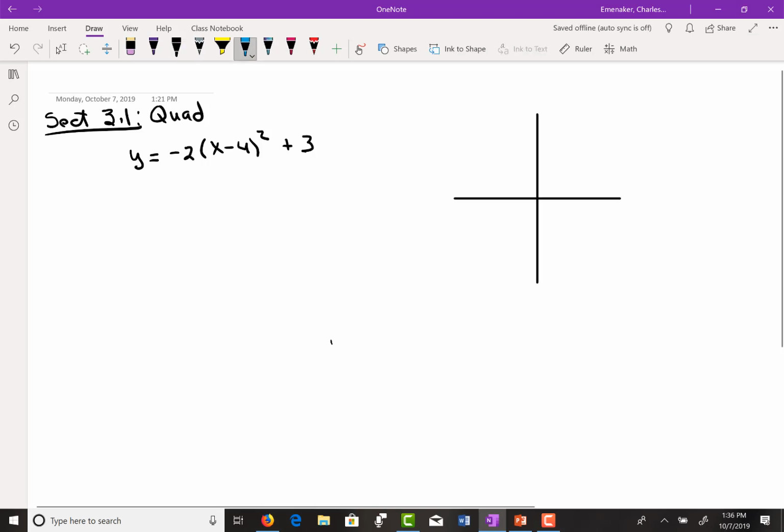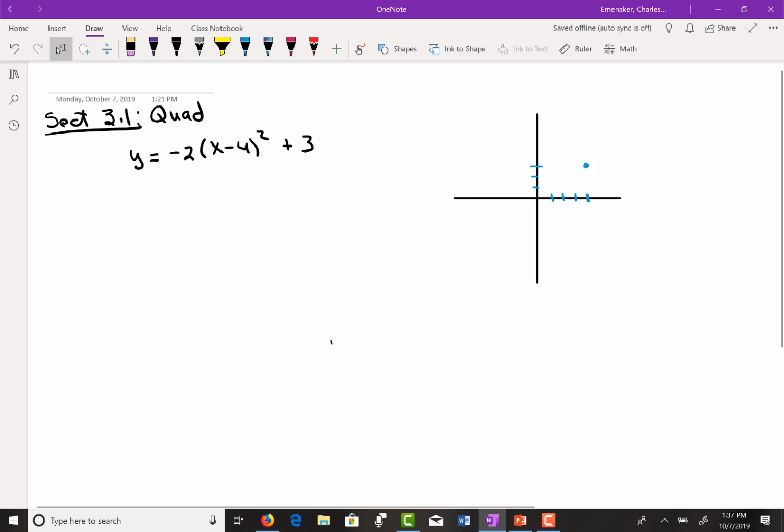What's a graph of that going to look like? Where's the vertex? Yeah. You go up 3 and over 4, or over 4 and up 3, whichever you care to do. So we're going to go 1, 2, 3, 4, and up 3. 1, 2, 3. Put a dot there.